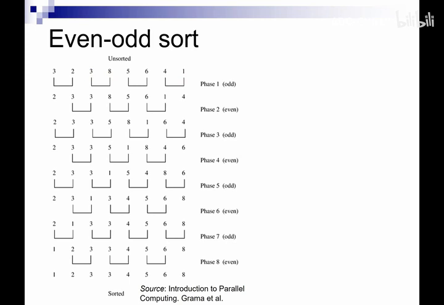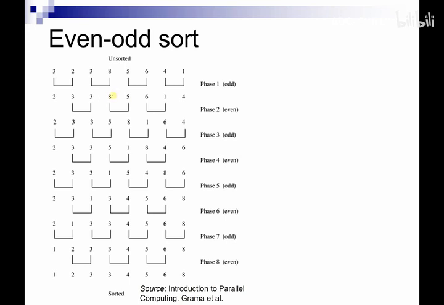Now in the second phase, we're again going to pair processes, but we're going to pair the other set of processes. Previously we paired processes 1, 2, and then 3, 4, and so on. In the even phases, we're going to pair the processes 2, 3, 4, 5, 6, 7, and so on. Then after you pair the processes, you take the pair of numbers that they have and put them in the right order.